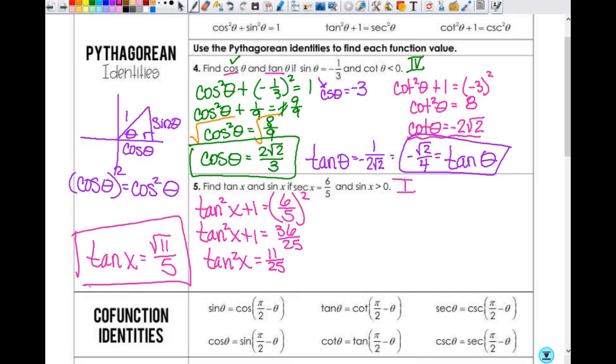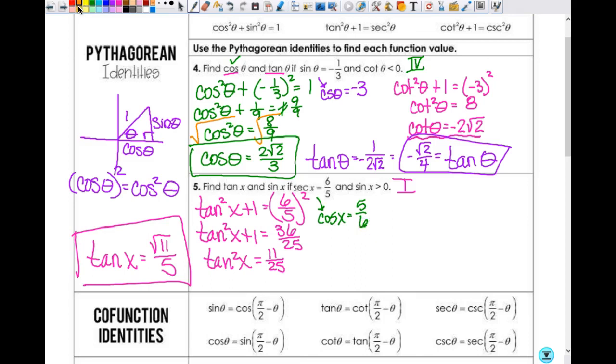Any questions at this point? All right. So I also want the sine. Sine I have in this right here, or I could use cosecant, but I don't think I really want to use cotangent. But guess what? They gave me secant. That means what else can I find really easily? Cosine. The cosine of x is 5/6.